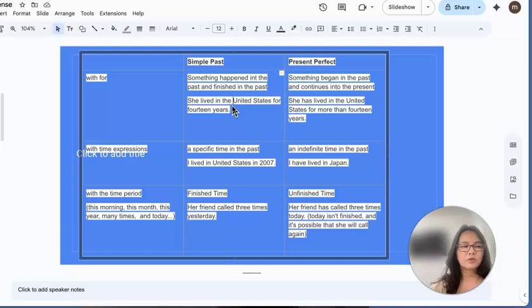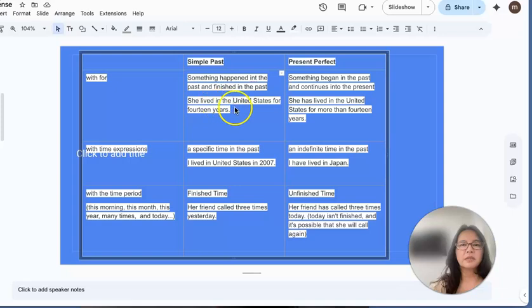So you can remember just one question when you have to decide whether to use simple past or present perfect tense. One question you can ask yourself: does this activity have a connection to the present? If yes, you have to use present perfect tense. If no, you have to use simple past, because we know that we use simple past when something happened in the past and finished in the past.